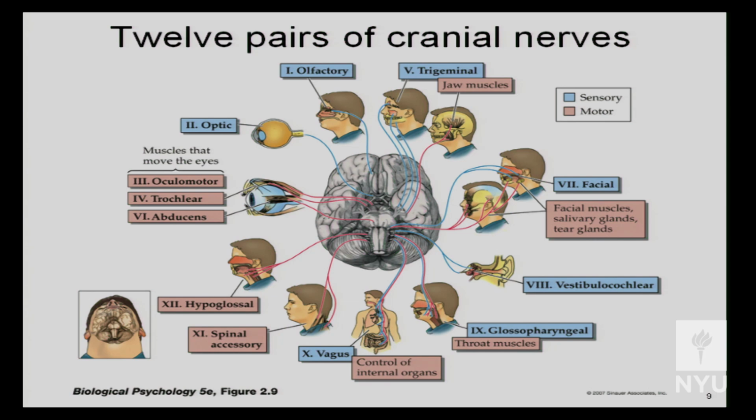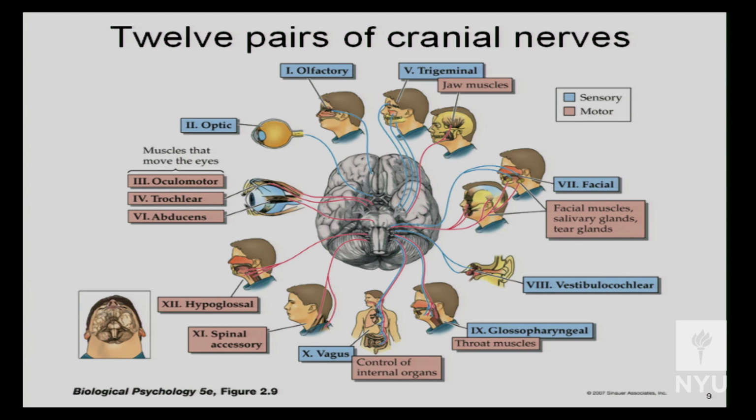Nerve nine, glossopharyngeal, also a mixed nerve, with muscles to the throat, so swallowing. You can see these are some critical functions, swallowing, and sensory input also to the larynx. Glossopharyngeal, nerve nine.